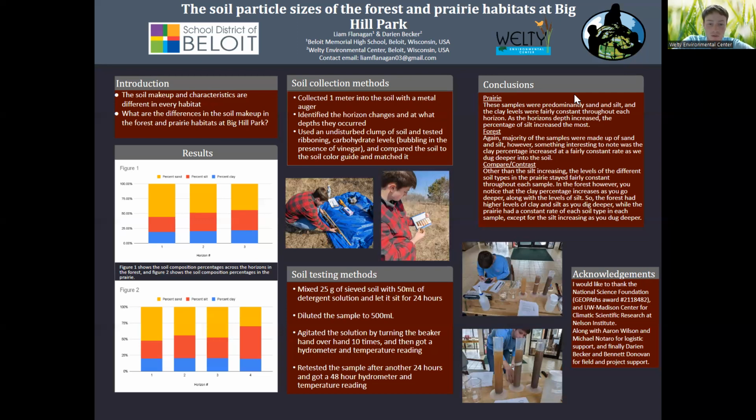These soil makeups are important to what types of plants grow in a habitat, along with what animals and organisms inhabit these areas. So, this leads to my main research question. How does the prairie and forest soil particle size distribution compare here at Big Hill Park in Beloit, Wisconsin?